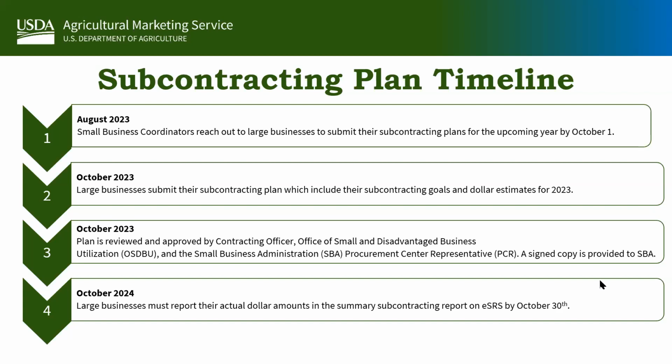And lastly, step four, we're going to fast forward to the following October. So we're talking about October 30th, 2024. In 2024, we will ask you to submit your subcontracting findings and actual dollar amounts in ESRS as a summary subcontracting report.